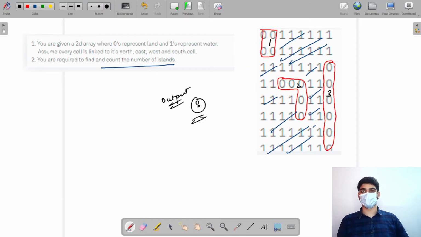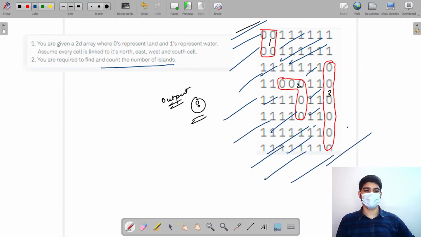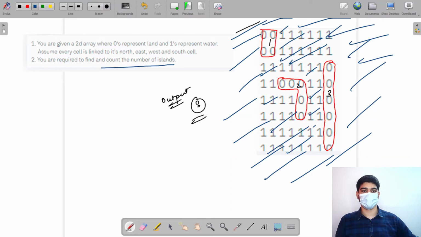I hope you understood the question. We have to count the number of islands, given that zeros represent the land and 1 represents the water. And what is an island? An island is a piece of land that is entirely covered by water on all four sides. So this one is entirely covered with water. What we can also imagine is that outside this entire matrix we have been given, the outer part would also be water. If we imagine like that, we can more clearly see the 3 islands now. I hope you got the question.